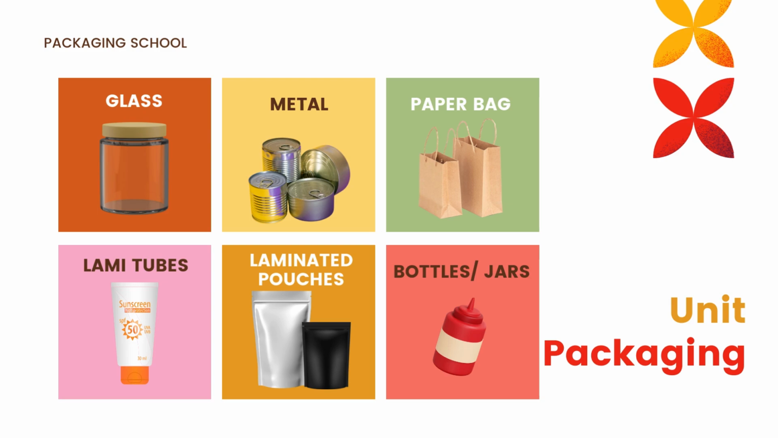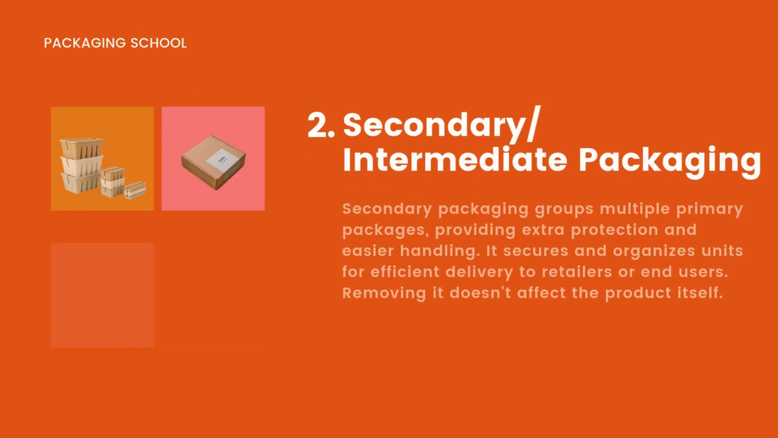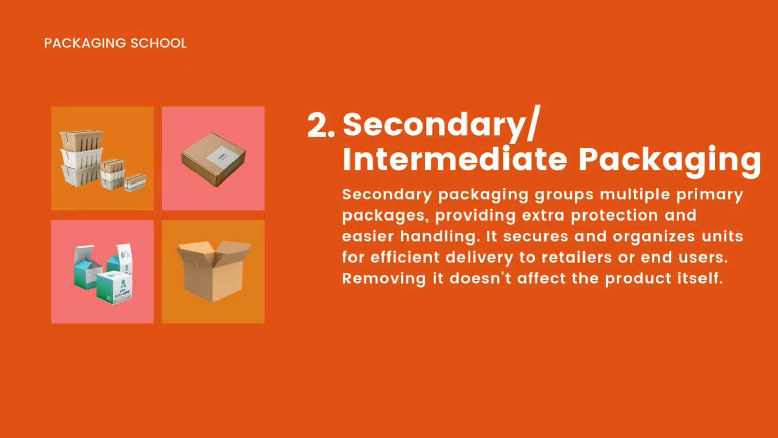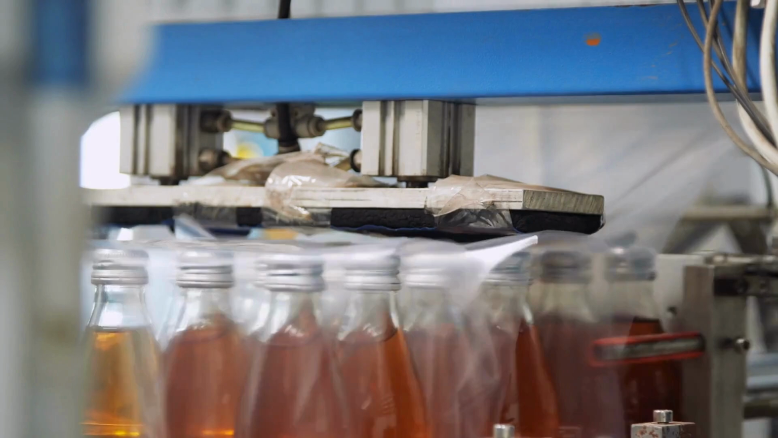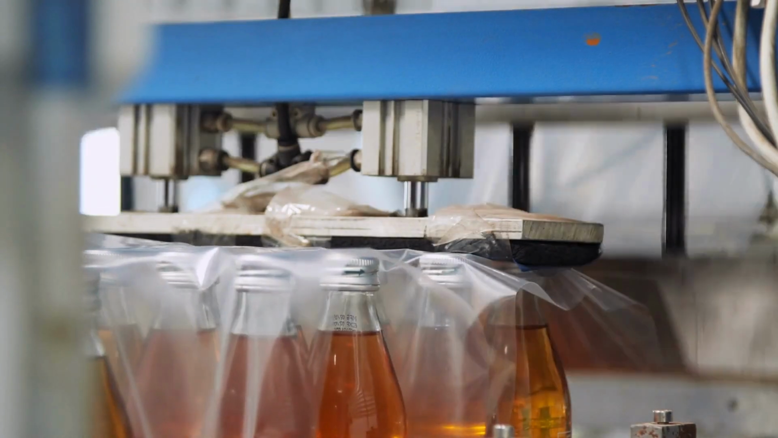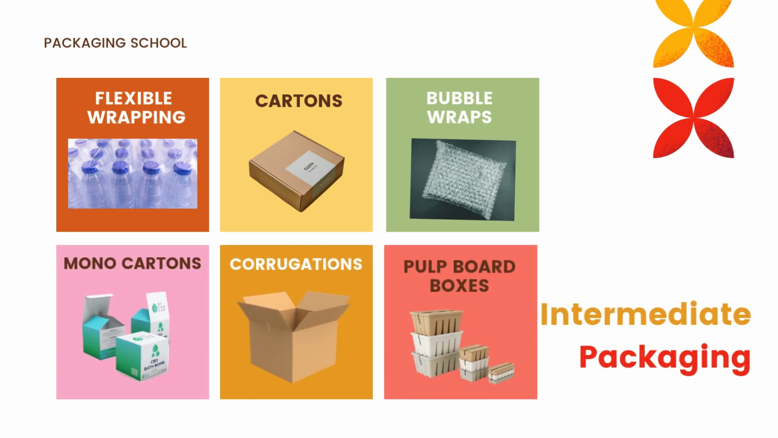After unit packaging, your product is ready for the next step: intermediate packaging. This is also called secondary packaging. It groups multiple unit packs for retailers who buy in bulk, e.g., 10, 50, or 100 units. Examples of intermediate packaging materials: corrugated boxes, cartons, mono cartons, shrink wrap, flexible material wrapping, Polbo trays. This step makes it easier to store and transport products.